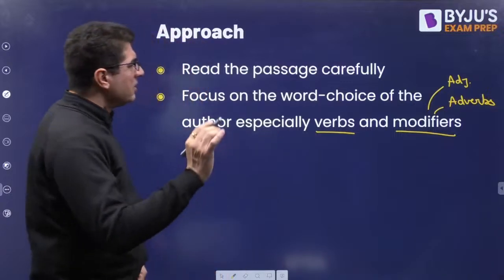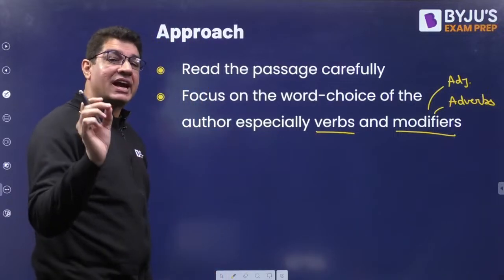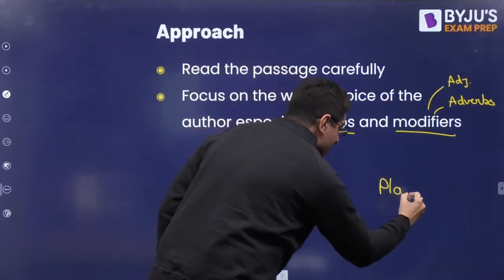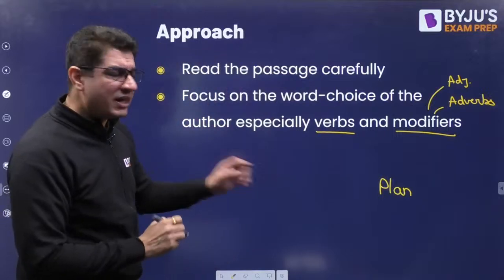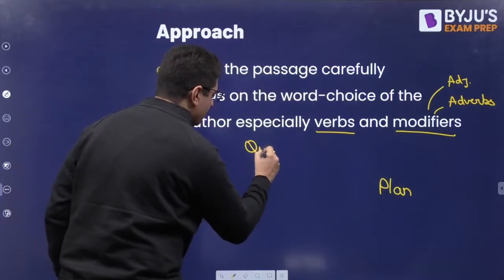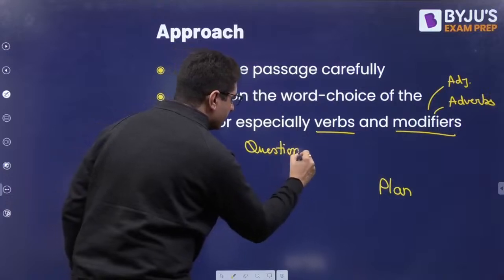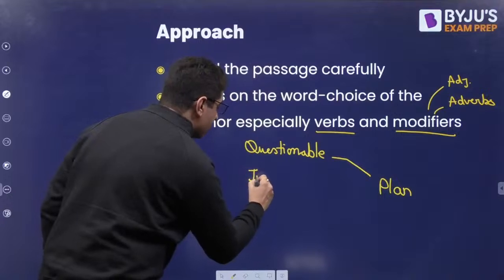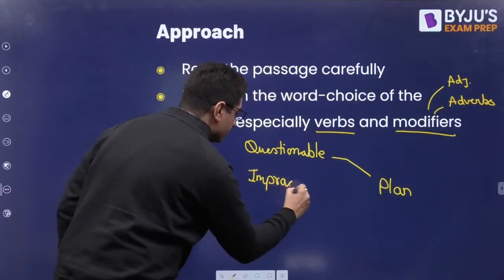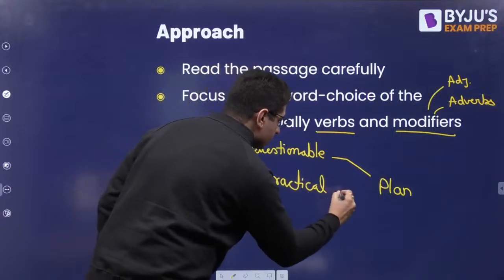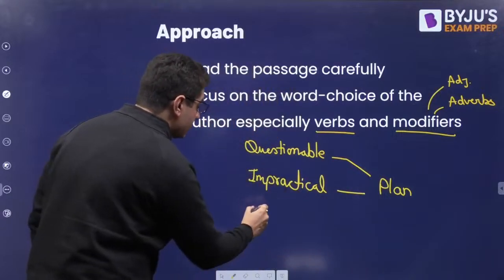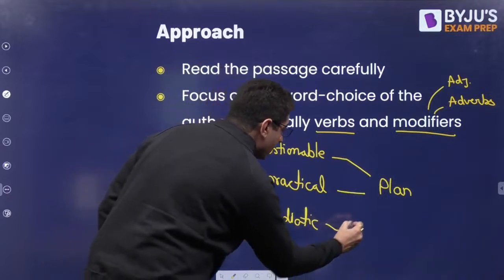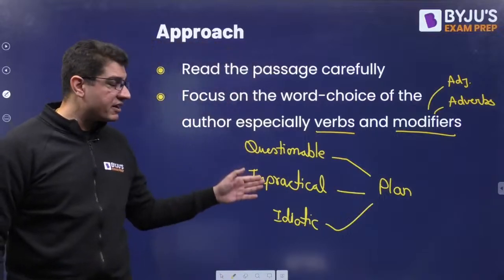Let me give you an example. Let us say somebody brings in a CAT preparation plan to you. Now you can look at that plan and say, yeah, this is a questionable plan. You can also say that this is an impractical plan. Or you may say that this is an idiotic plan. So you notice three different adjectives.